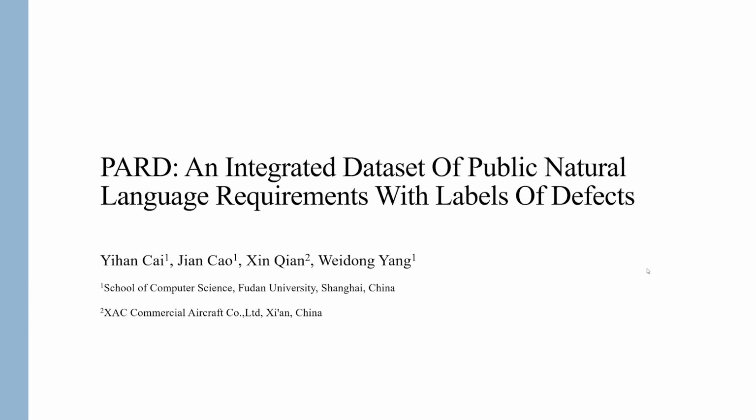Hello everyone, I'm glad to give an introduction to our work. It's about building an integrated dataset of natural language requirements with labels of defects. Its name is PARD, which stands for Public Available Requirement Defects. And just as its name, this dataset will be public available for researchers. We ourselves also use this dataset in another paper we'll introduce in another video clip for the requirement defect detection tasks.